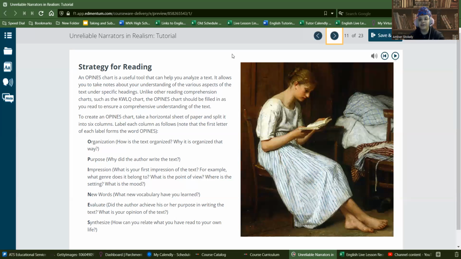The second letter is P for purpose. The purpose is, why do you think the author wrote the text? That's definitely a question that is easier to answer the further you are in the book. Sometimes it's just as simple as the author just wanting people to know information about how something can happen to people. Sometimes a story is just to entertain people, especially if it's funny or if there's a lot of adventuring happening, a lot of triumphs, a lot of treasure, that kind of stuff.